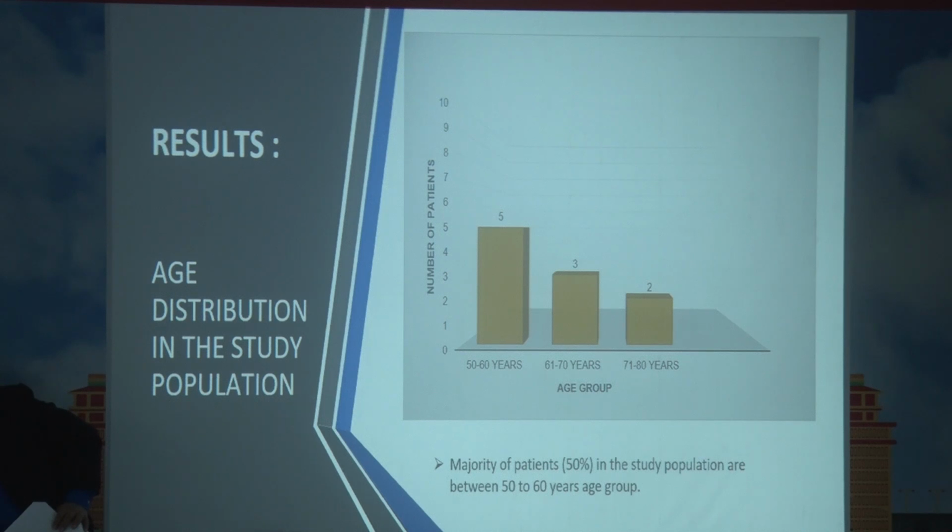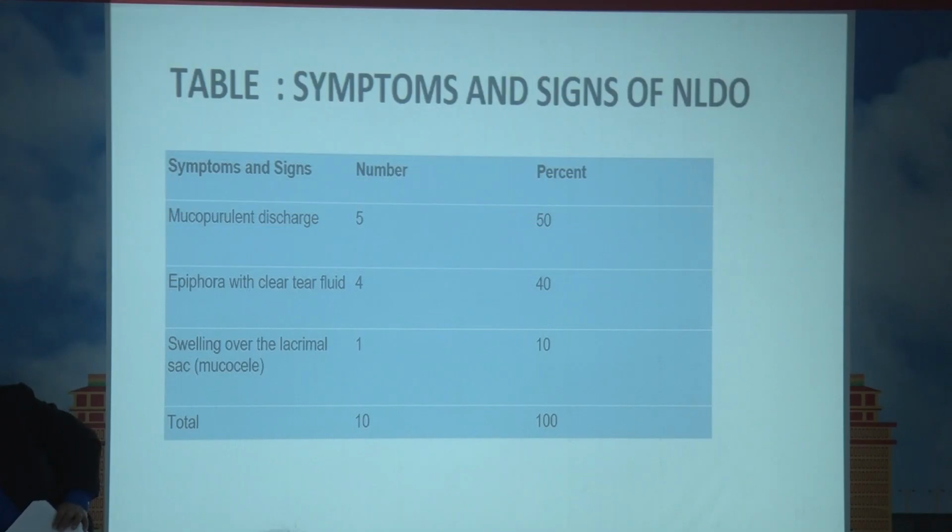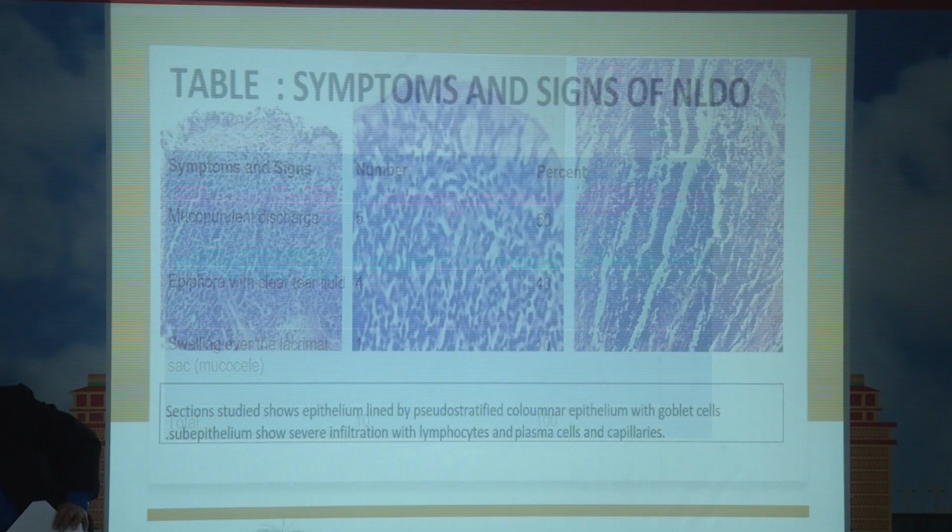The results, age distribution in the study population, majority of my patients belong to 50 to 60 years age group, and gender distribution, majority of the patients were females. About 50% of the patients came with the signs of mucopurulent discharge, and 40% of the patients with epiphora with clear fluid, and then one patient we got with the mucocele.